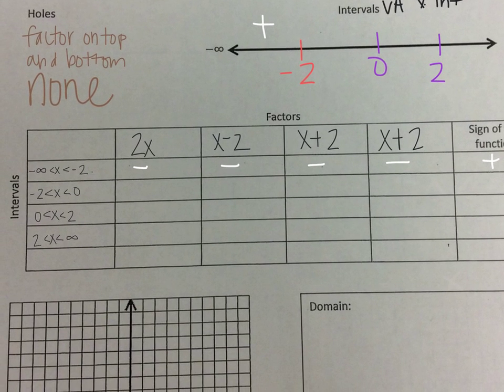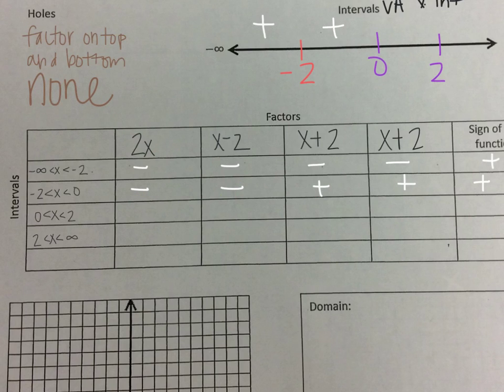So next I'm going to pick a number that's between -2 and 0. I'm going to pick -1. So 2 times -1 is negative. -1 minus 2 is -3. -1 plus 2 is +1, and -1 plus 2 is +1. So if I have a negative and a negative and then a positive, well, this negative is really going to become positive. Then I have positive, positive, positive. So the sign of that function is positive. So from -2 to 0, it is also positive.